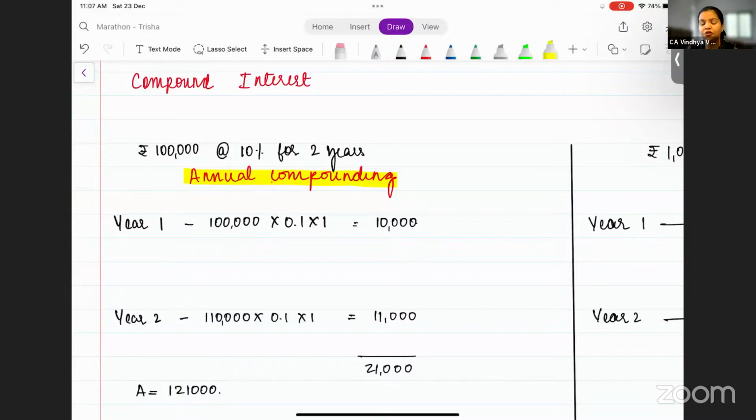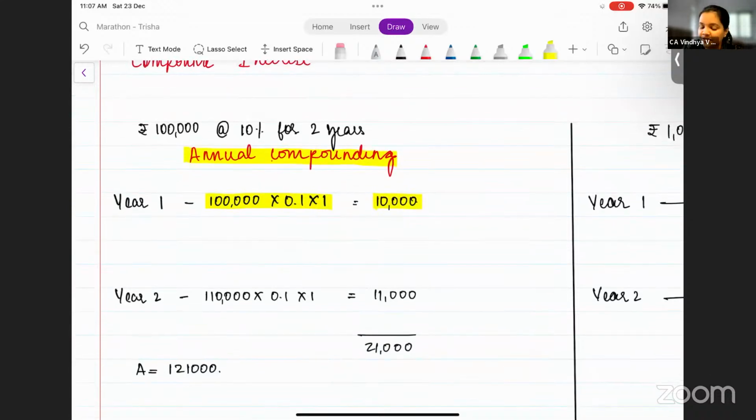Here, if you observe, year 1 we have done the same as simple interest. 1 lakh into 0.1 into 1, which is 10,000. And year 2, if you observe carefully, you have done it as 1 lakh 10,000 into 0.1 into 1, which is 11,000. What has changed here? The computation of year 2. Why? Because principal has changed. How has the principal changed? The principal has changed because interest has been added to the principal, once in a year.